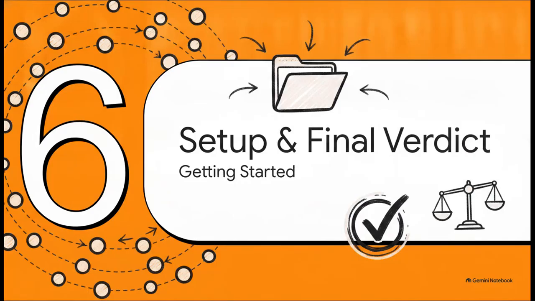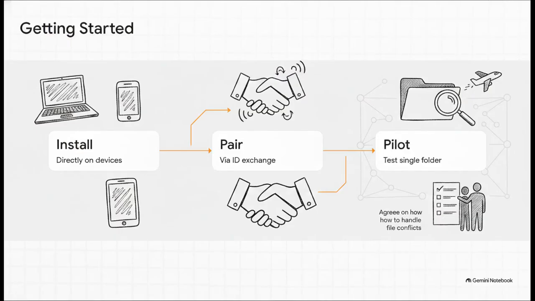Let's wrap things up with Section 6, Setup and Final Verdict. Getting started is refreshingly simple, mostly because there's no server to spin up. Step 1, you literally just download and install the software directly on the specific devices you want to connect. Step 2, you pair those devices using a secure device ID exchange. It's sort of like a digital handshake.